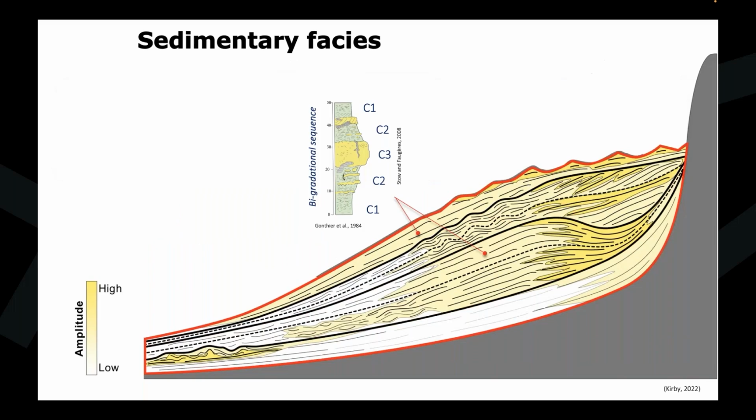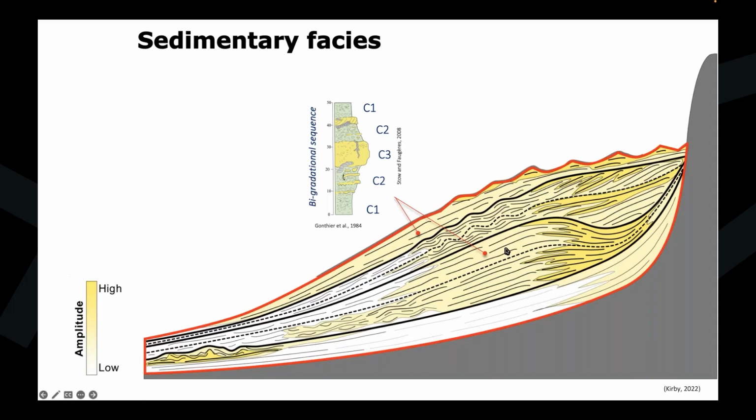In terms of the sedimentary facies, we assume a model for contourites that mainly works in fine-grained contourites. This is what we call the bigradational sequence, which was initially defined by Gonthier et al. in 1984 in the Gulf of Cadiz, south of Portugal, and then refined and changed a bit by Stow and Jean-Claude Faugères in 2008.